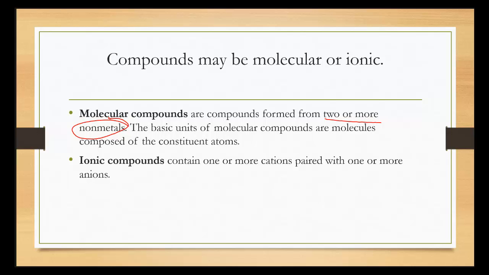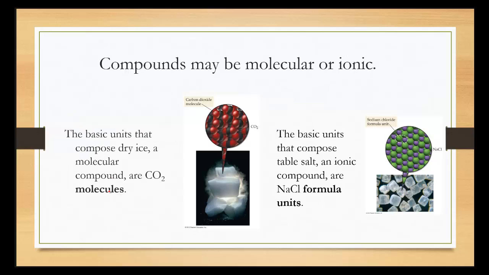Ionic compounds contain one or more cations paired with one or more anions, which have a positive and a negative charge associated with them. The basic units that compose dry ice is a molecular compound, CO2, carbon dioxide. These are molecules. Notice there's a distinct beginning and ending of it. The basic units that compose table salt, an ionic compound, are NaCl formula units. Notice there is no stopping and starting here. It just keeps going on and on and on until the ions run out.